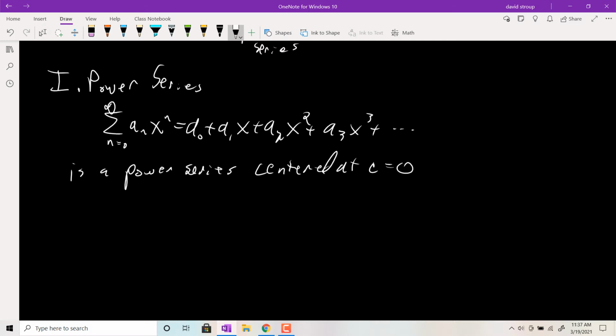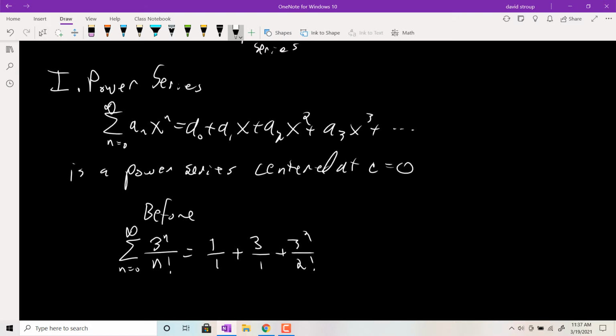Before, the issue that we looked at in 9.2 to 9.6 would be things like the sum of 3 to the n all over n factorial from n equals 0 to infinity. That would be 3 to the 0 is 1, all over 0 factorial is 1, plus 3 all over 1, plus 3 squared all over 2 factorial, plus 3 cubed all over 3 factorial, and on and on and on. That's what we were doing before.